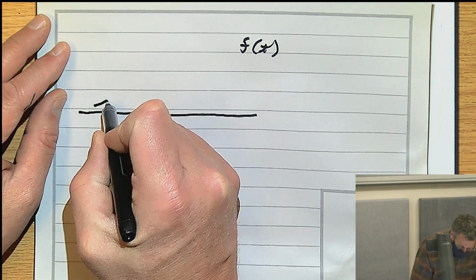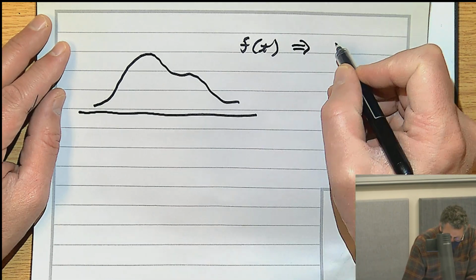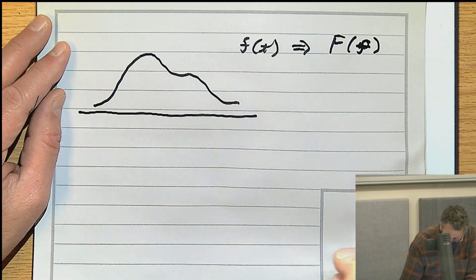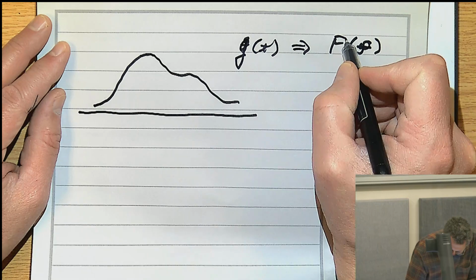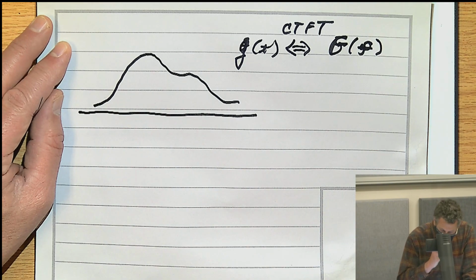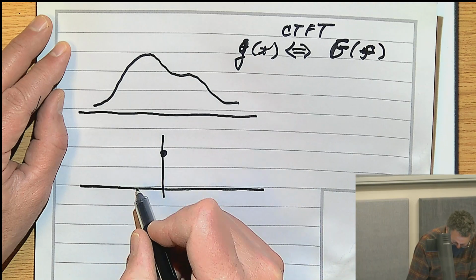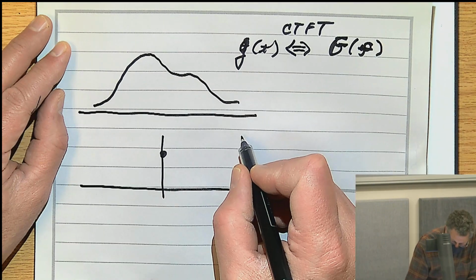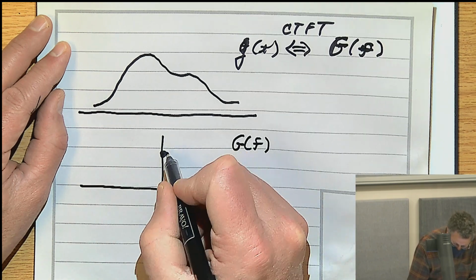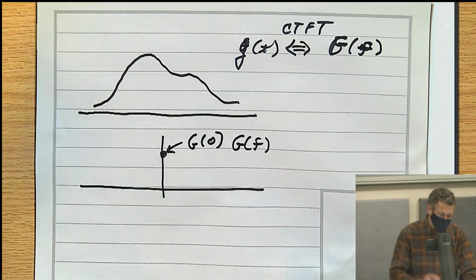If you have some function f of t, and it has a Fourier transform, let me call it g of f so as not to create ambiguity. So this is the continuous time Fourier transform, okay? Now, I can't really plot g of f because it's complex valued. But this value, g of 0, what's g of 0 equal to?